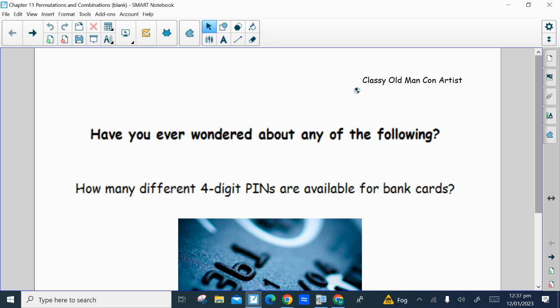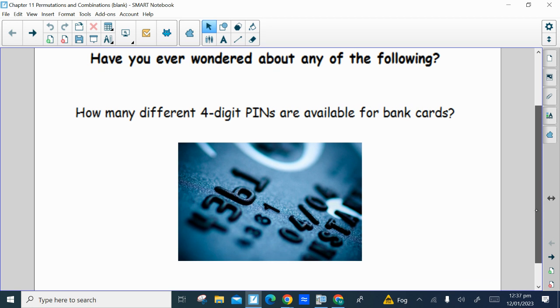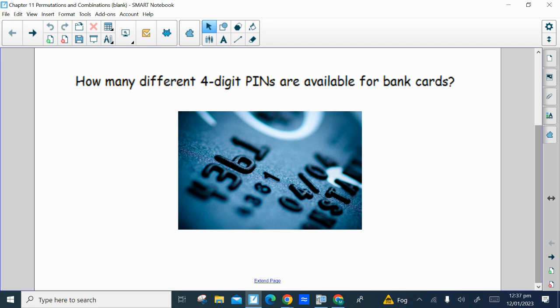Okay, so this last chapter is on permutations and combinations, and it's different than anything that we've done so far. There's no transformations in this chapter at all. It's basically the study of counting. How many different ways can things happen? That's really what permutations and combinations are. So an example would be how many different four-digit PIN numbers are available for bank cards. You can determine that using permutations and combinations. How many different possibilities are there?